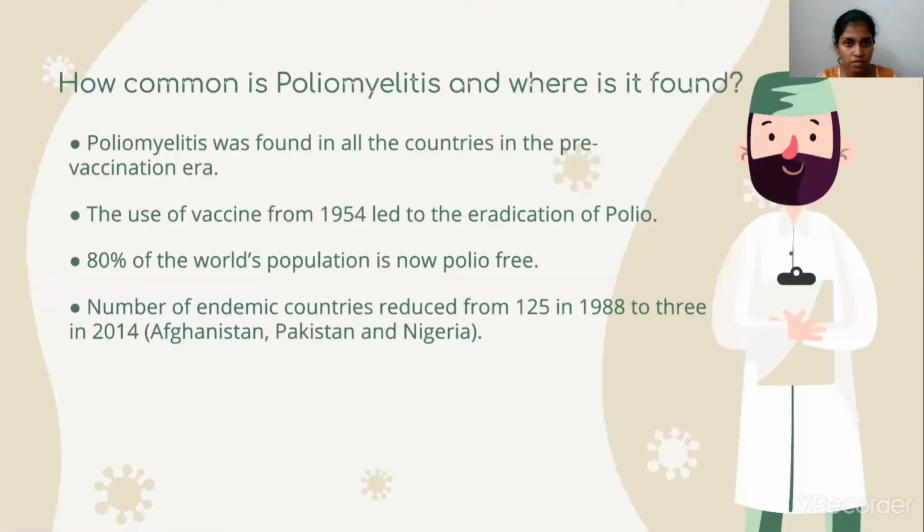So next, how common is poliovirus and where is it found? Poliomyelitis was found in all the countries before the use of vaccine, that is, in the pre-vaccination era. And the use of vaccine from 1954 led to the eradication of polio in developed countries. The eradication strategies reduced the number of endemic countries from 125 in 1988 to 3 in 2014, and these three countries are Afghanistan, Pakistan, and Nigeria, which means that 80% of the world's population is now polio free.